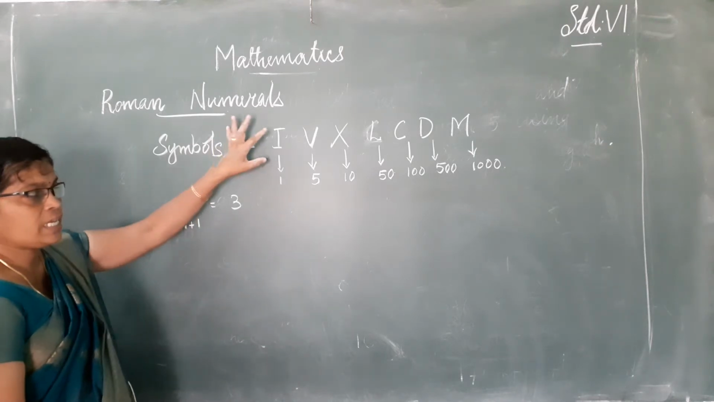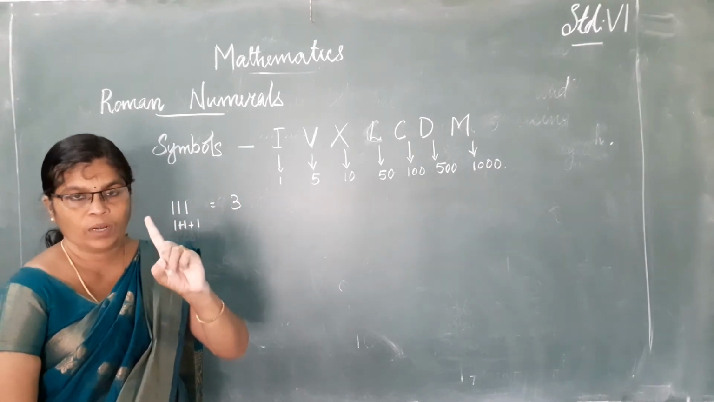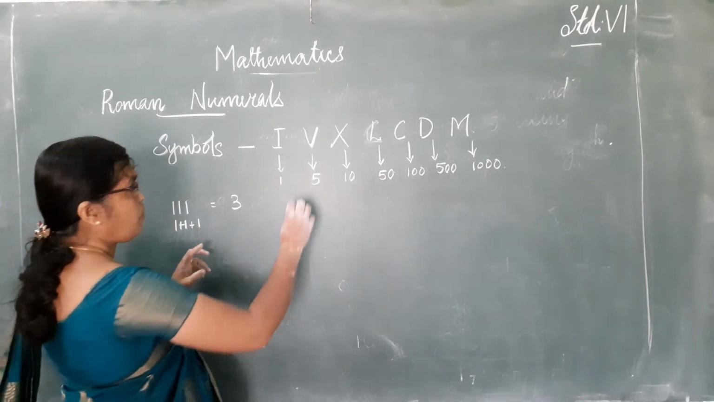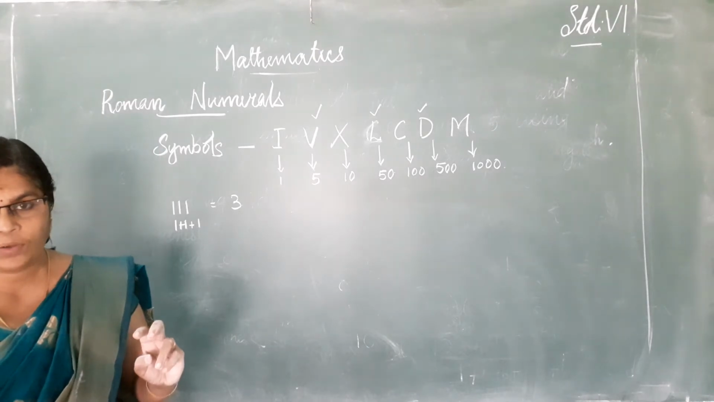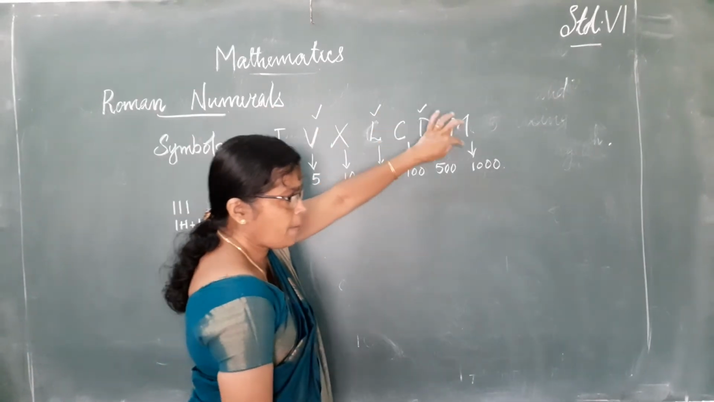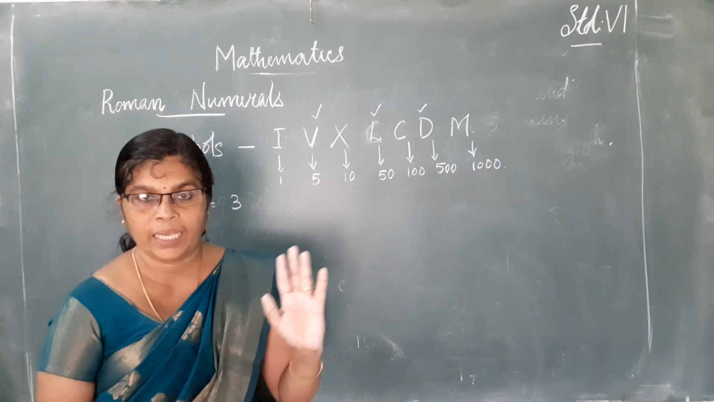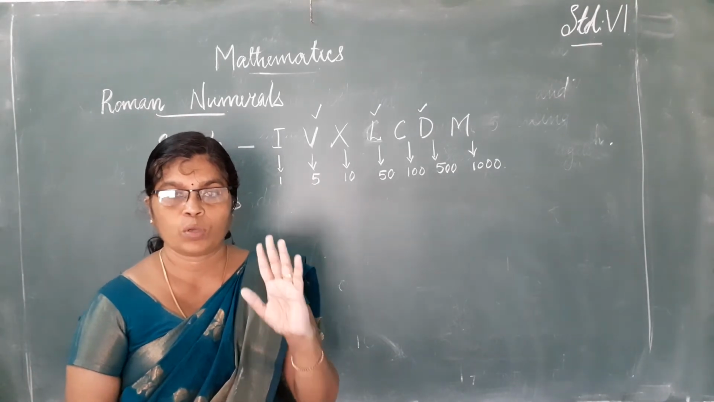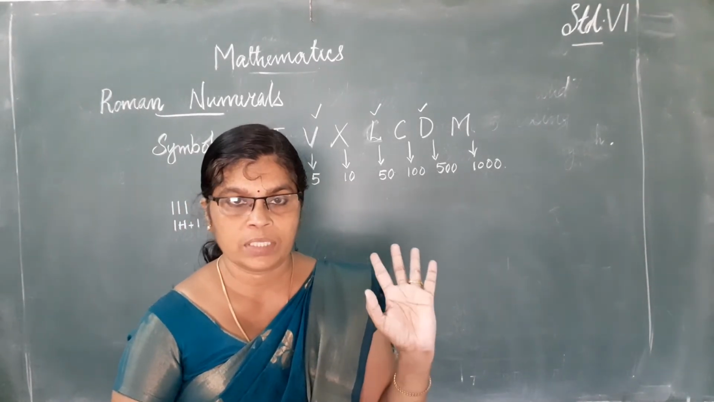Remember that a symbol can be repeated at most 3 times. Some symbols cannot be repeated. Which are those symbols, do you know? That is V, L, D. V, L, D are not repeated. Which symbols can be repeated? I, X, C, M. These 4 symbols can be repeated, and the other 3 symbols, V, L, D, cannot be repeated. The symbols which can be repeated can repeat only 3 times, the maximum number of times each symbol can be repeated.